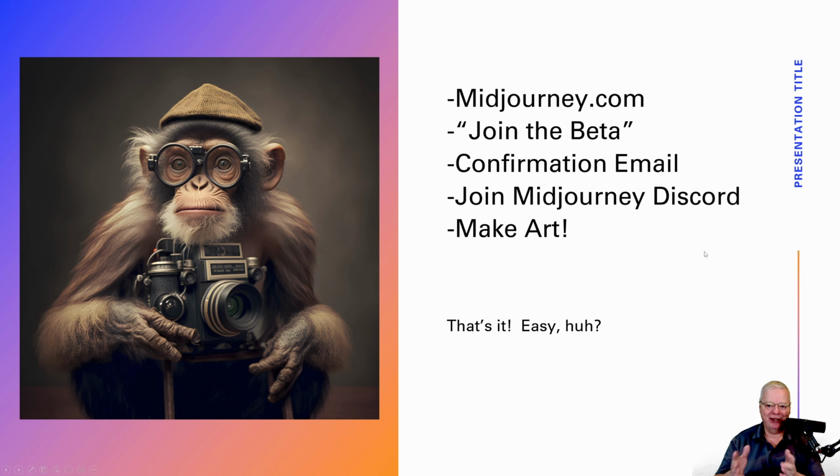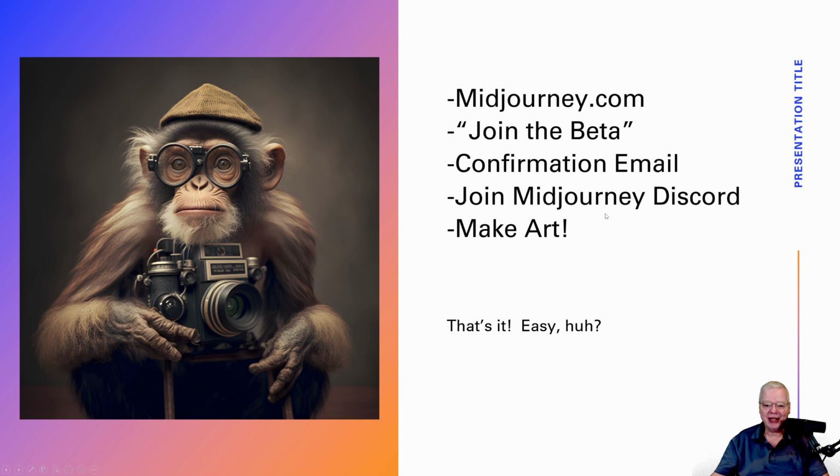the next step is joining Midjourney. Now, it's pretty simple. You go to midjourney.com, and it has a very matrix-looking kind of interface on there, and there's a button there that says Join the Beta. You click on that, you fill out a quick little form, and then it will send you a confirmation email. In that confirmation email will be a link allowing you to join the Midjourney Discord. That's pretty much it. You then go to the Discord and you start making art.